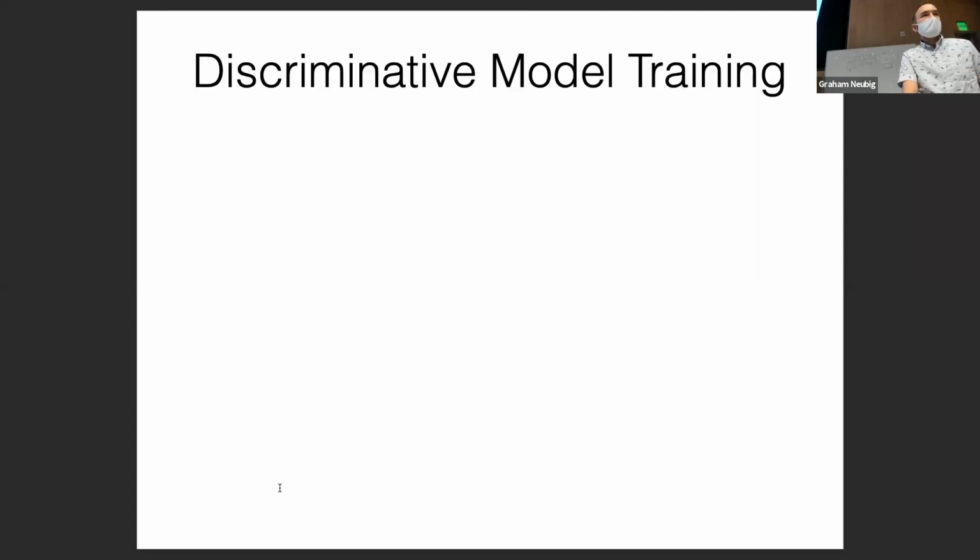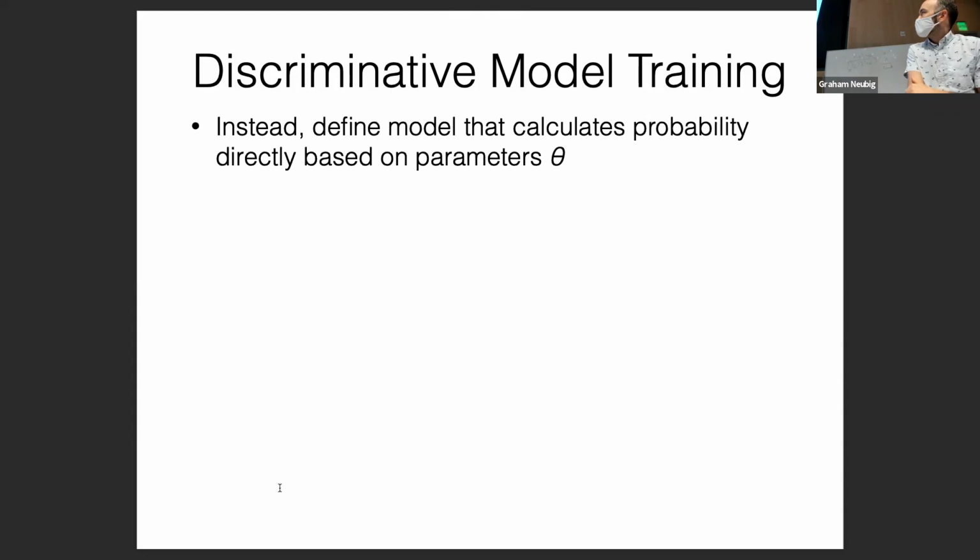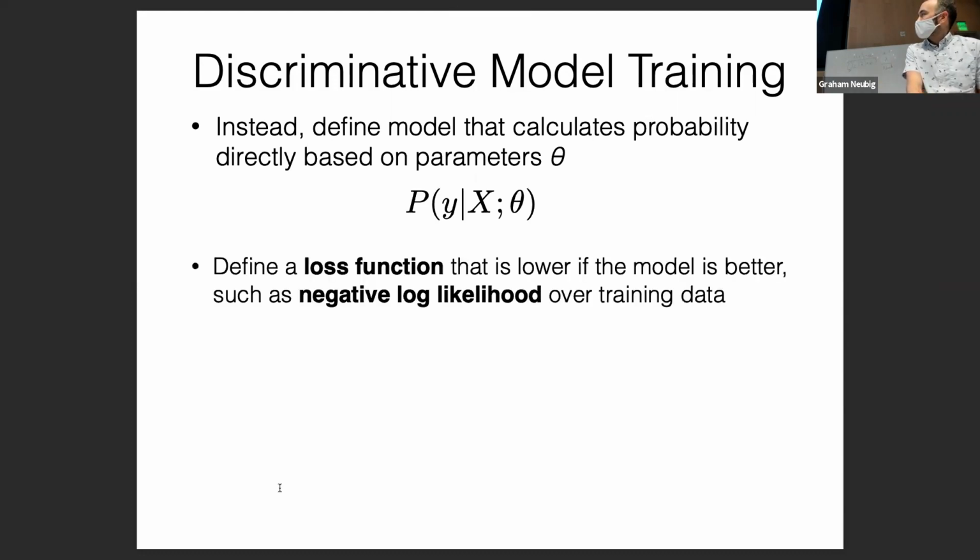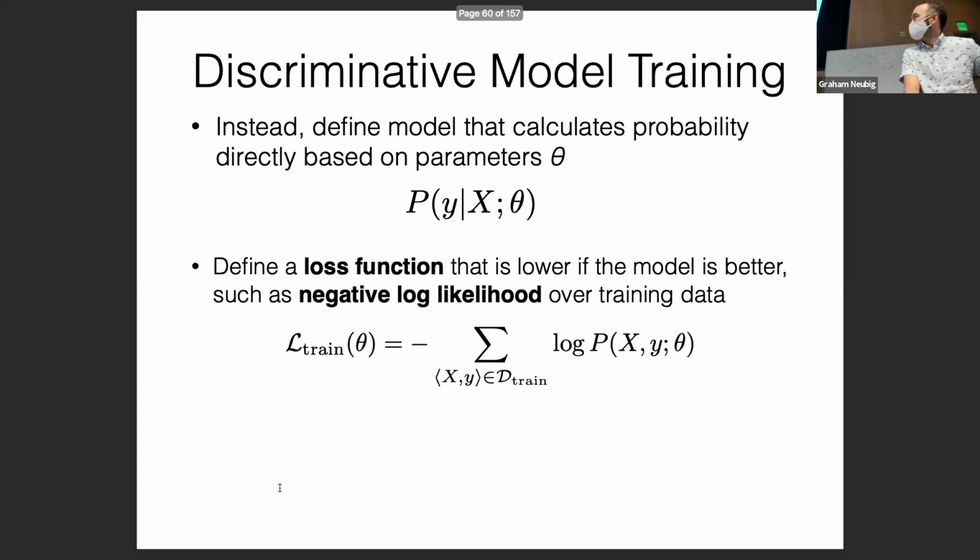Most of the models that I'm going to talk about in this class are discriminative models, and most of them are trained in a very similar way. So this will apply to most of the models that we talk about for the rest of the semester. So what we do instead is we define a model that calculates a probability directly based on parameters theta. And it looks a little bit like this. Then we define a loss function that is lower if the model is better. There are lots of different loss functions that we could define, but the most common one is negative log likelihood.